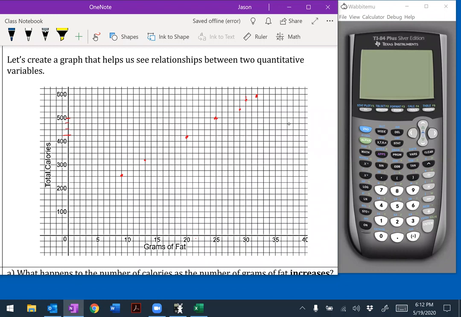And the fish fillet, the Filet-O-Fish, is 28 grams, 560 calories, which is about here. Okay, and grilled chicken, 20 grams and 440 calories, is about here, we'll say.